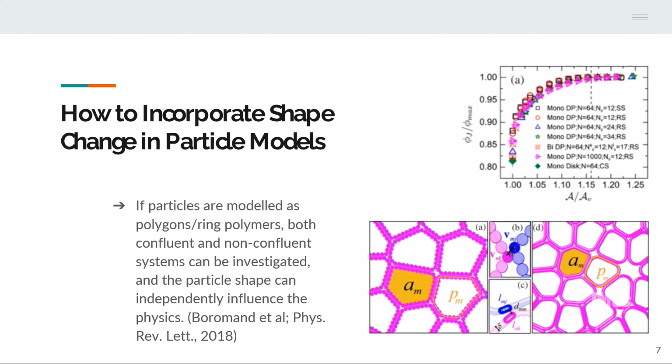Like in this work by Borman and others, they had these polygons, and they had both rough surfaces and smooth surfaces, and we can see that there are lots of different kinds of shapes, and shape change can also happen easily. And the shape change can also influence several physical factors. So here we see that as the shape factor is increased, the packing fraction is changing.